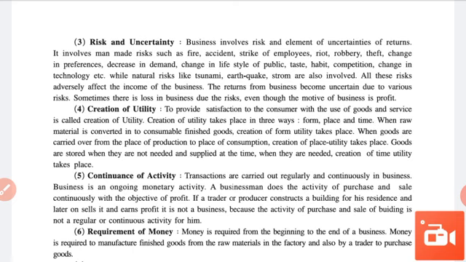Sometimes there is loss in business due to risk. Even though the motive of business is profit, still we cannot say the business is non-economic due to loss. Even if there is loss, business is still called an economic activity.